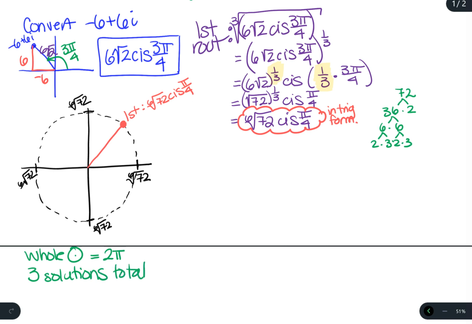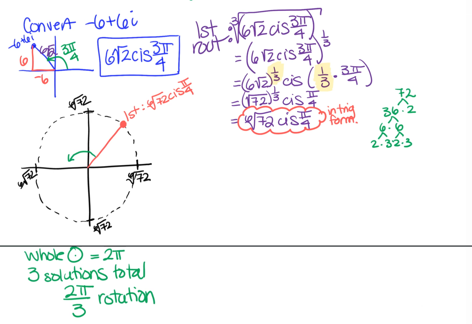And so I want to take that whole thing, 2 pi, and I'm going to divide it by the number of solutions that I have, which is 3. And so 2 pi over 3 is going to be the rotation from any one solution to another solution. So if I were to add 2 pi over 3 to pi over 4, I'm going to rotate a distance of 2 pi over 3. So 2 pi over 3 plus pi over 4 gives me 11 pi over 12.